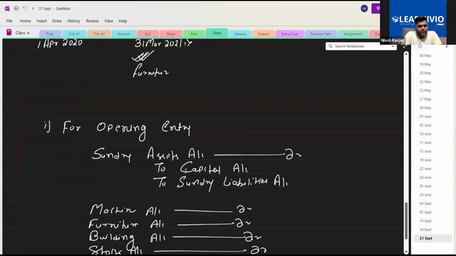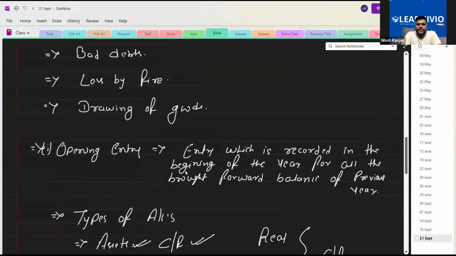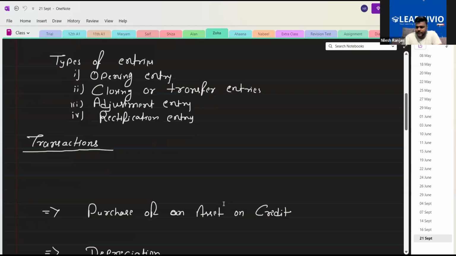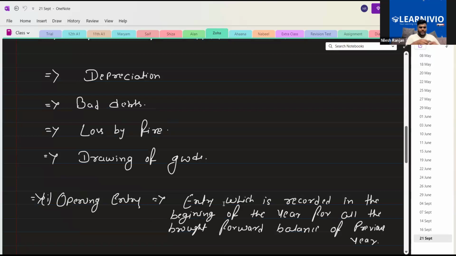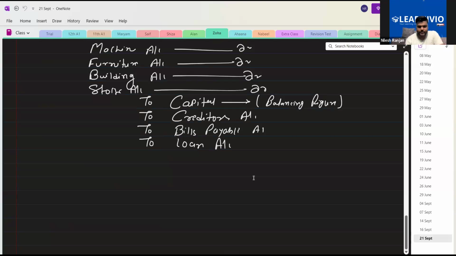Opening entry we have already done. Opening entry I have explained, and I have also passed the journal entry. Now we have to do closing entry, and there are some other parts also, like adjustment entry and transfer entry. So now, what is closing entry?